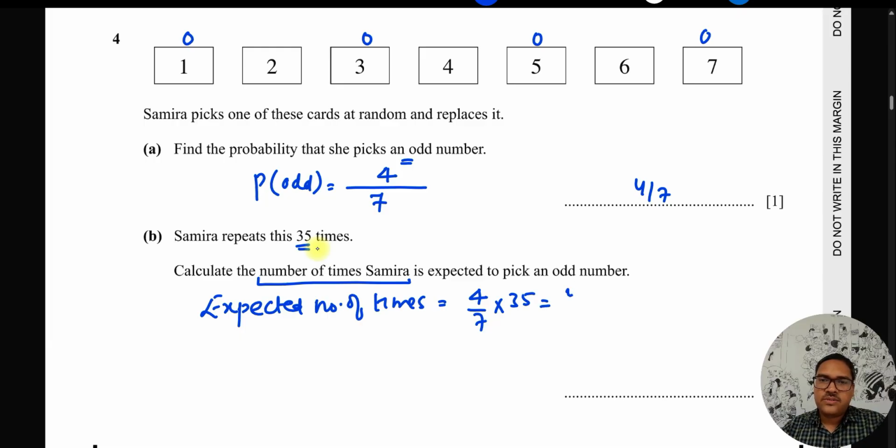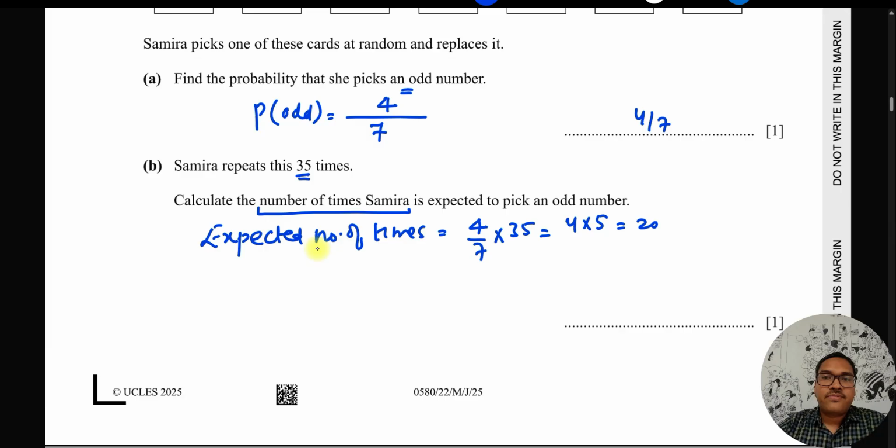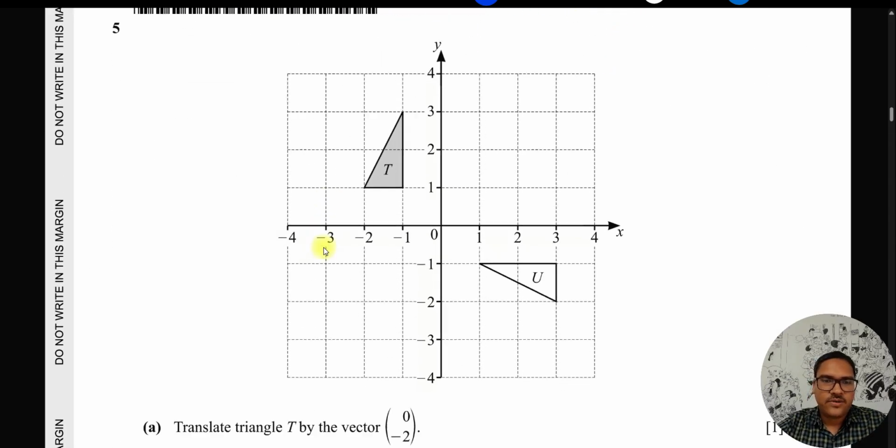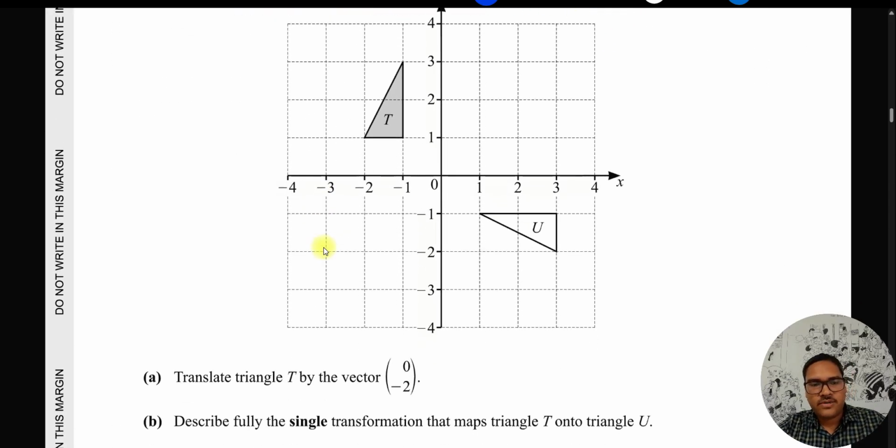So this is 4 into 5, correct? I can cancel this 7 and 35. So what is this? 20. So what is the answer? It is expected that an odd number will come up 20 times. Okay, so this is how we can solve this question, relative frequency. Now the next question on translation and transformation.